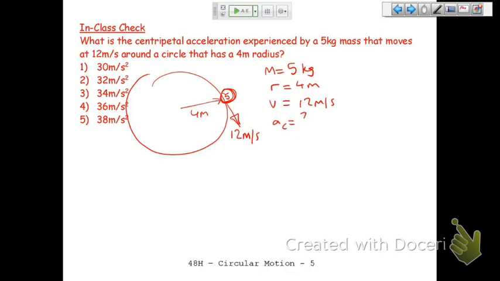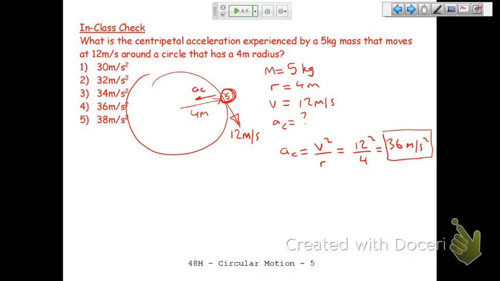And what I know is that my AC equals V squared over R, which equals 12 squared over 4, which equals 144 divided by 4, which is 36 meters per second squared. And it is AC pointing towards the middle.